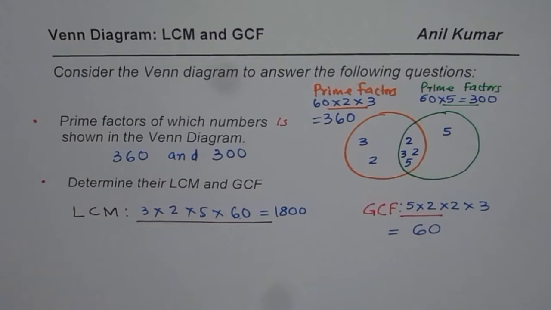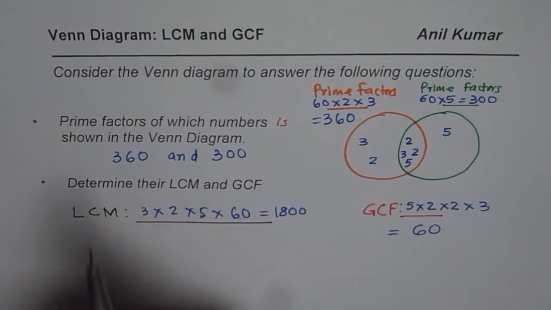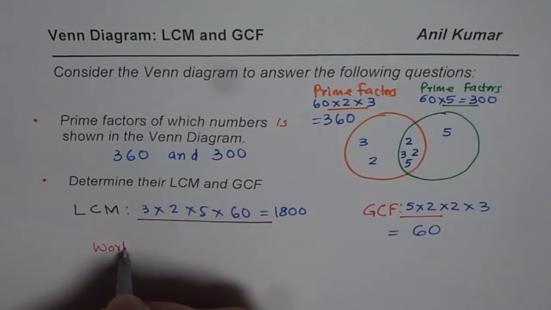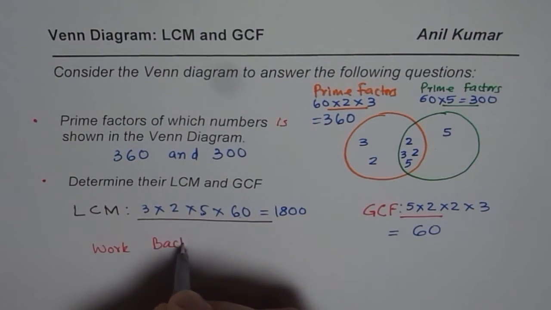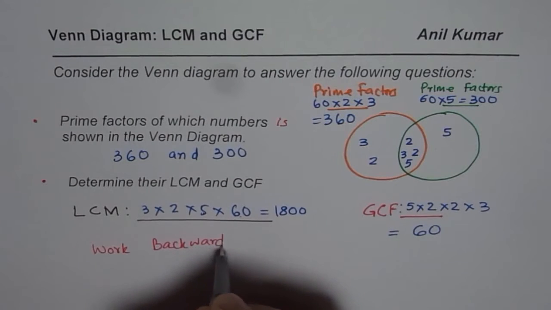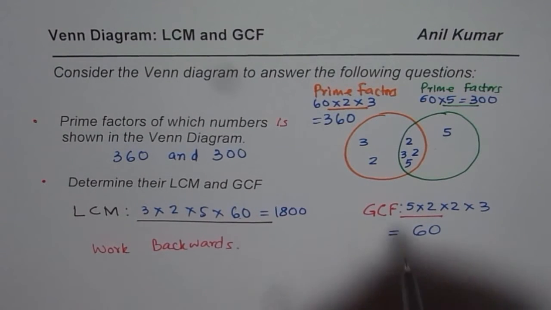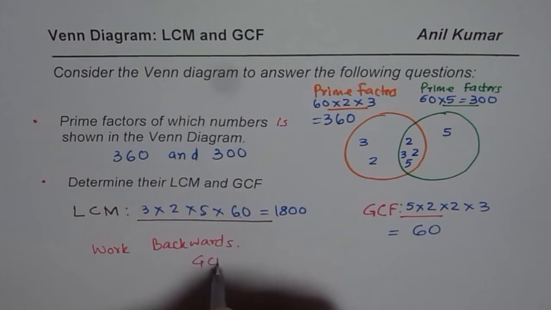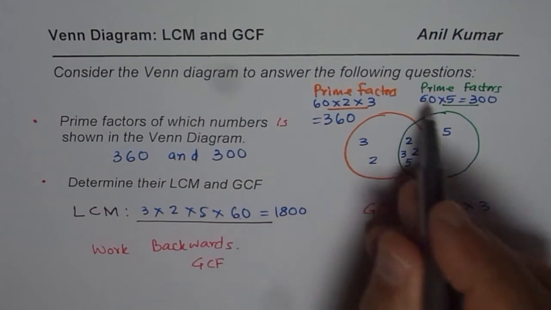I hope you understood how efficiently we can find the answer for such a question, right? So the idea here is work backwards. Do you understand? Work backwards so that we can get all our answers. So first step was find greatest common factor. Is it okay? And then the numbers, right?